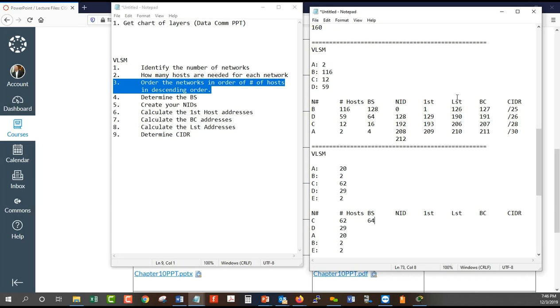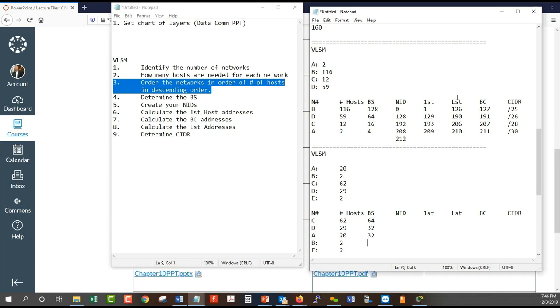Okay? All right. Who wants to do the next one? Okay, so we're going to do 32 for the next. And again, 32 minus 2 gives me 30 usable host addresses. I need 29, so I've got 1 extra in this case, and that's perfect. And then finally, we've got the 20, and that's also going to be a 32. Again, 32 minus 2 gives me 30. I need 20, so this will work.